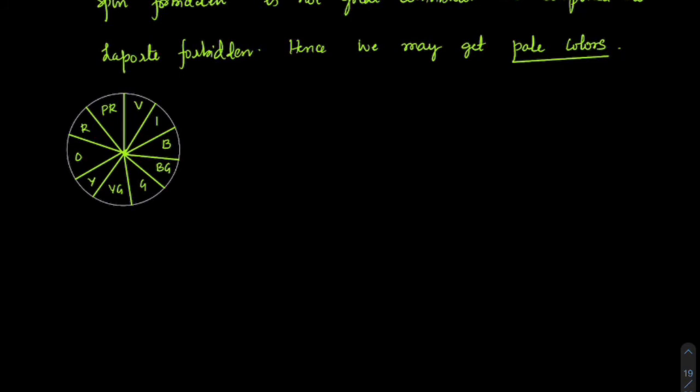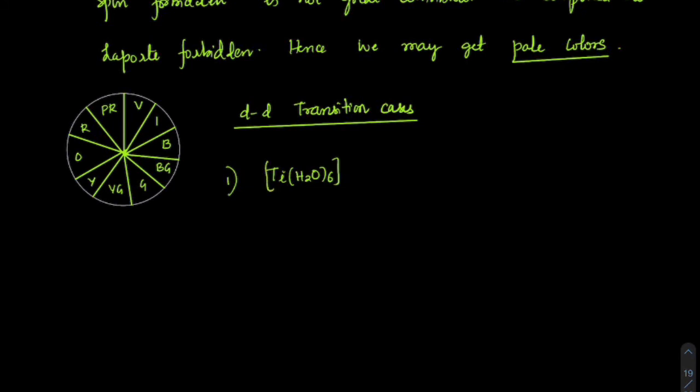Now let us focus on DD transition cases. We'll strictly stick to NCERT in this. So titanium H2O 6 plus 3. Plus 3 means it is left with one unpaired electron. So its color is violet. If it is violet color, what does it absorb? It absorbs yellow green. Very good. These are the type of questions that could be asked.